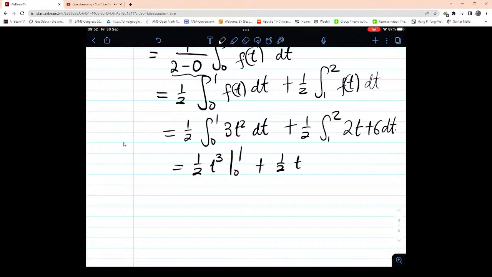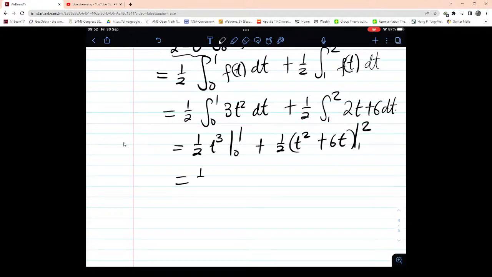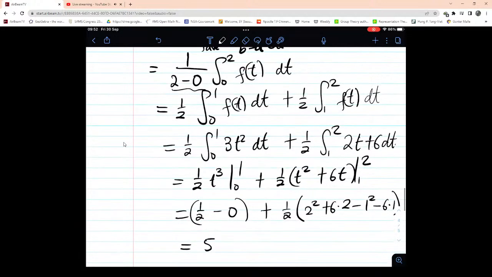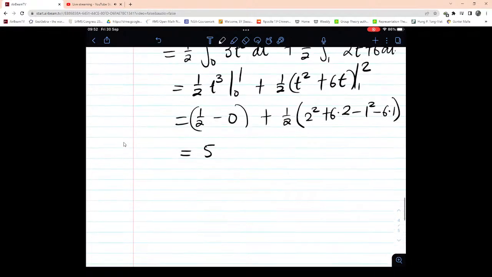If we integrate that, we get t squared plus 6t from 1 to 2. And if we evaluate, we get half minus 0 for the first one, and then plus half of 2 squared plus 6 times 2 minus 1 squared minus 6 times 1, like that. And if you evaluate this, you should get 5. So we get 5 as our average for this function, right?